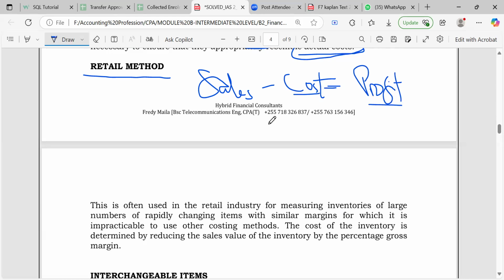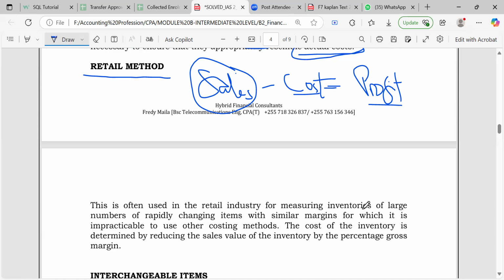Now, what do we do now? Presume you have the sales and you need to get the cost for all those items at once. What are you going to do? It means I will take the sales and reduce my profit to arrive at my cost. So we say this is often used in the retail industry for measuring inventories. Do you know about retailers? They are business people who buy and sell in small quantities, right? Yes. So this is often used in the retail industry for measuring inventories of large numbers of rapidly changing items.